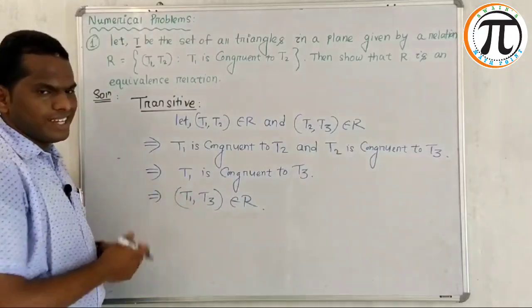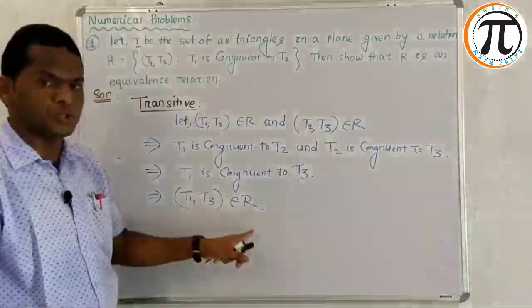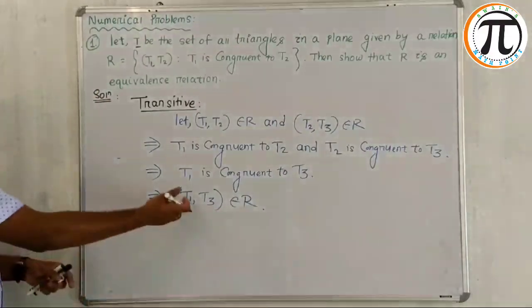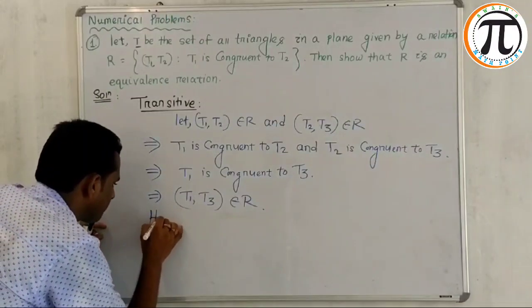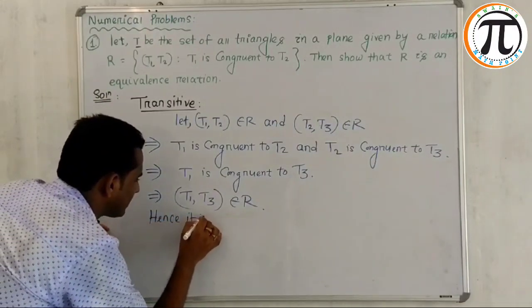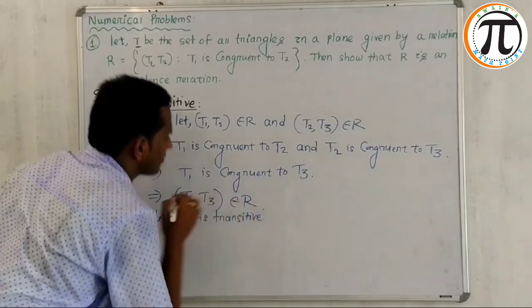So this is our target. Let AB belongs to R, BC belongs to R. You have to prove that AC belongs to R. देखो AC आया कि नहीं? Here A is T1, C is T3. So hence it is transitive.